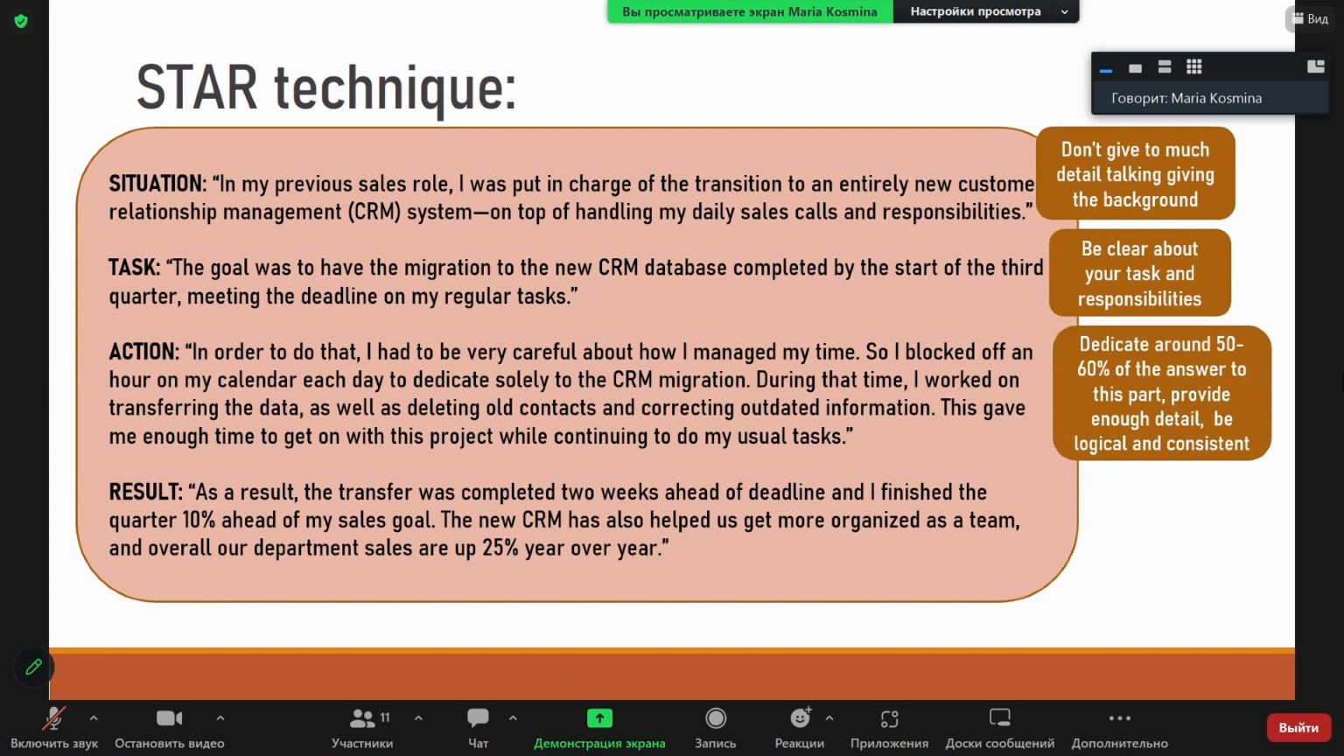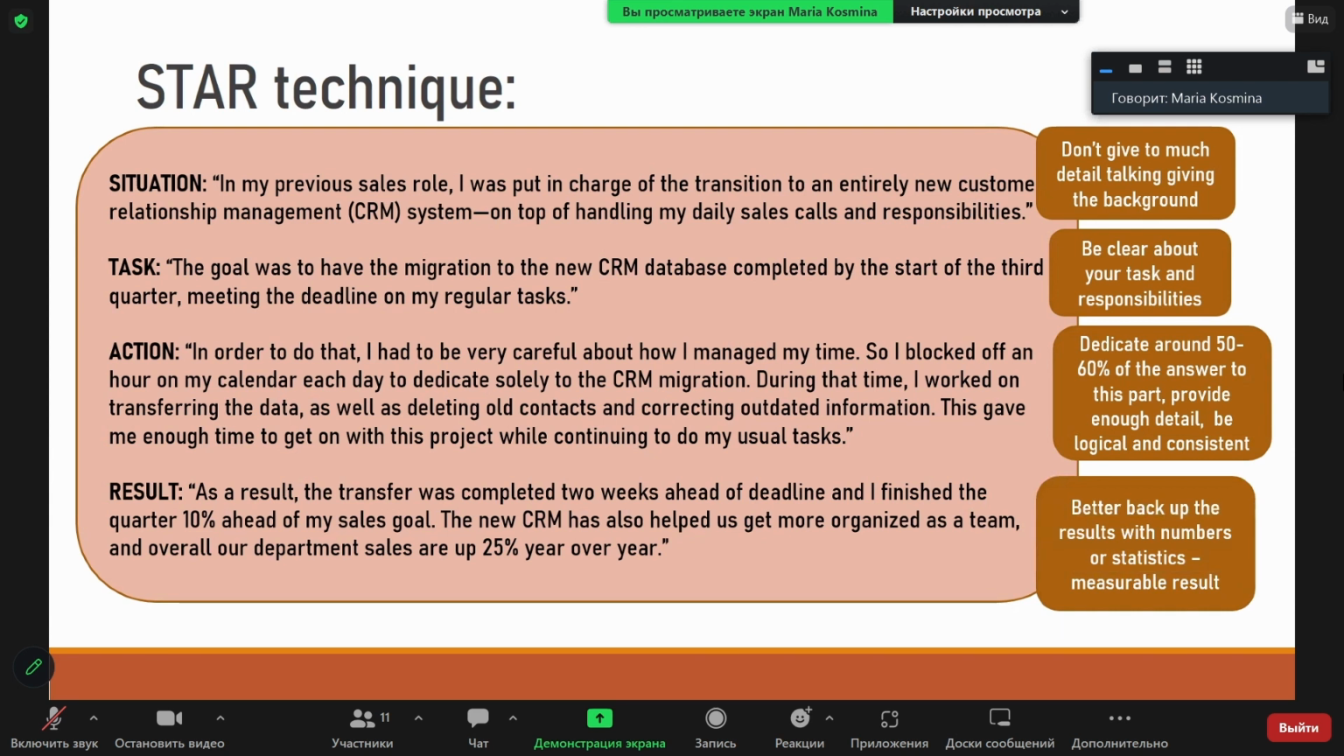Whereas talking about your action, dedicate around 50 to 60% of the answer to this part and provide enough detail so the recruiter could understand it well, and be logical and consistent in this answer, because that's the most important for them to see what was your active part in this situation and what was the sequence of steps that you took. And lately, the result is similar to what we have discussed when answering the why should we hire you question.